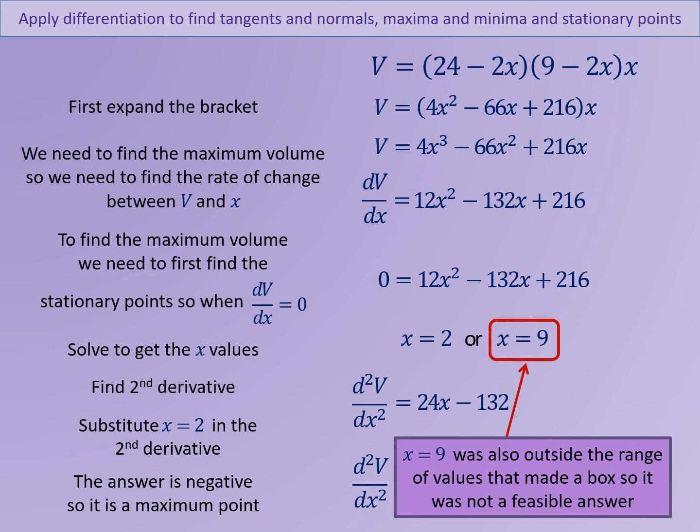The other reason why we know that x equals 9 is not going to give us our maximum volume is because, if you remember from a couple of slides ago, we decided that x can only take values between 0 and 4.5. So x equals 9 does not fit into that interval, and therefore that is not going to be the value of x that gives us our final answer. So again, another reason why x equals 2 is the value that we need.